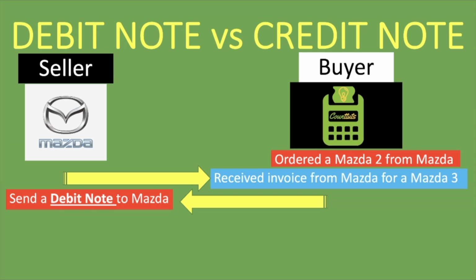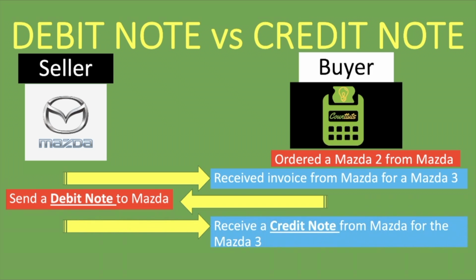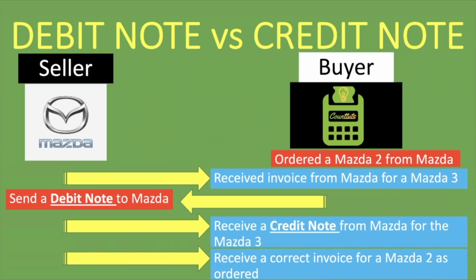And the seller in this case, being Mazda, would then send us a credit note. So we will receive a credit note from Mazda for the Mazda 3. The credit note will have the same details that were on the initial invoice, detailing what the credit is for. It's for the Mazda 3, and once we've received the credit note, the seller will then send us a correct invoice for a Mazda 2 as we have ordered it. I hope this example has made it much clearer, and made more sense as to what the debit note is for and who issues it, what the credit note is for and who issues the credit note, and what are the possible reasons as to why a debit note and a credit note is issued.